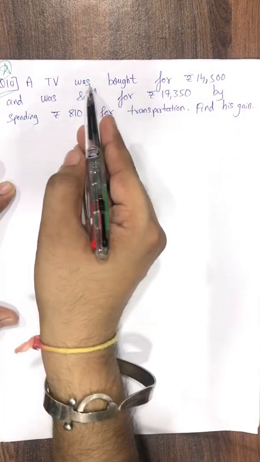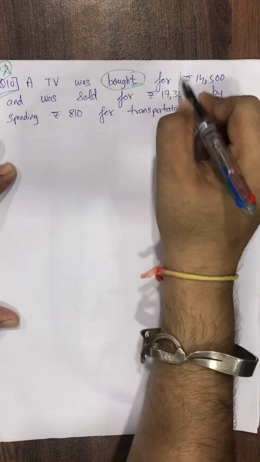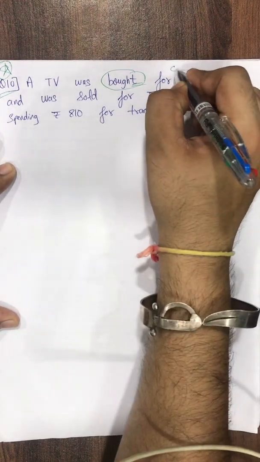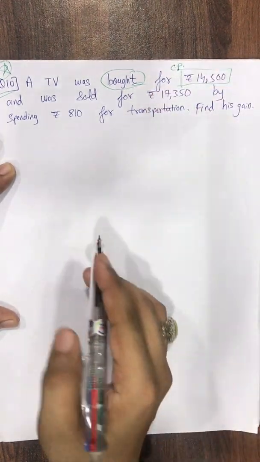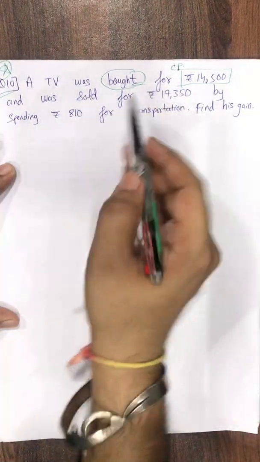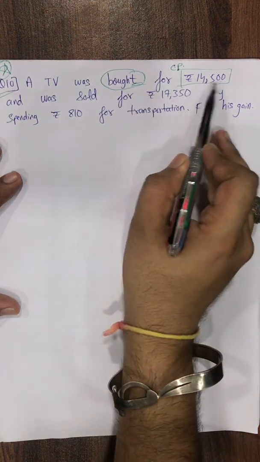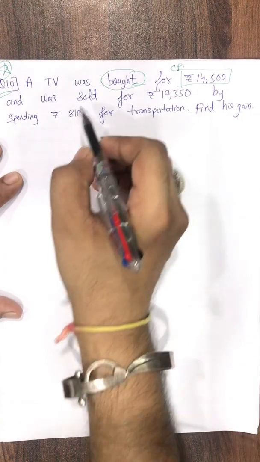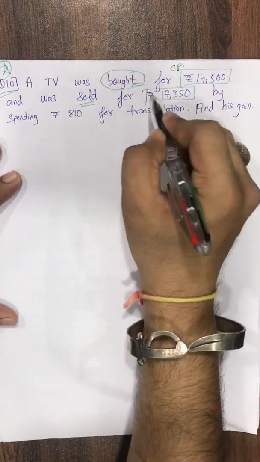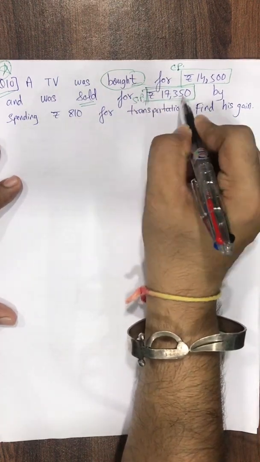So a TV was bought, purchased for rupees 14,500. Once again, can I say, students, this is my cost price, CP. TV was bought, understand the words. TV was purchased for rupees 14,500. So cost price is 14,500 and was sold. Sold means we are selling it for rupees 17,350. So selling price is given to me, rupees 17,350.